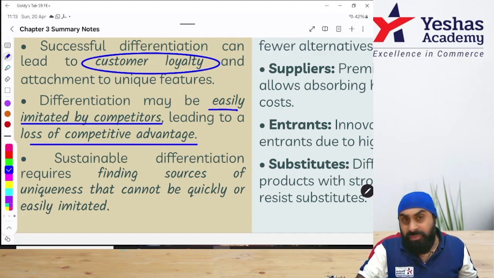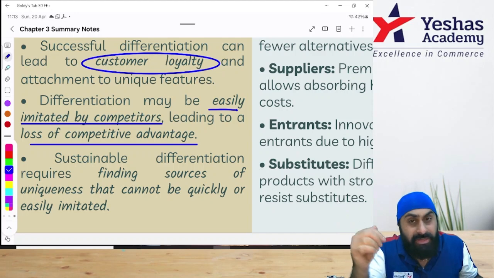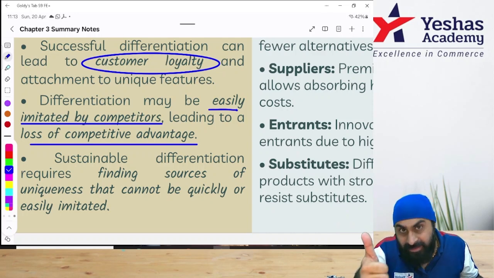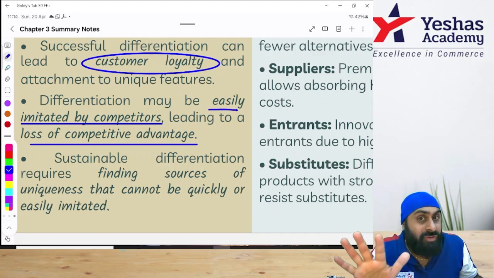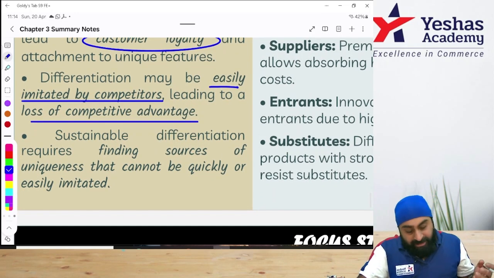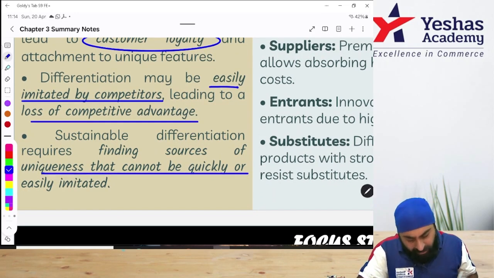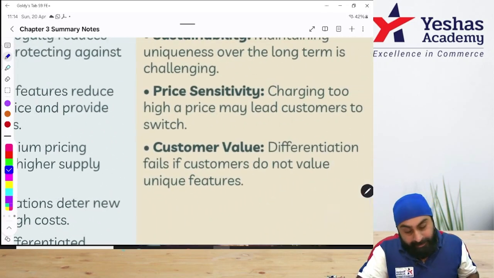So if I'm creating uniqueness, as I spoke about in the core competency concept, you should make it rare so that people should not be able to copy it. If they were not able to copy it, you will have the competitive advantage for a long period of time and you will gain more success. Sustainable differentiation, finding the source of uniqueness that cannot be quickly, easily imitated. Same point, cannot be copied.